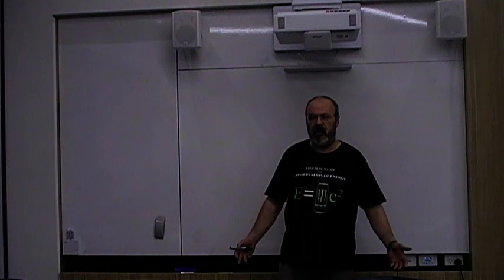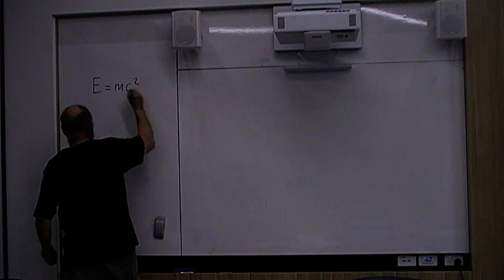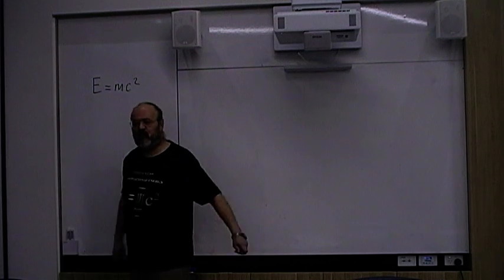So today we will learn the last part of relativity, the energy-mass relation. And this energy-mass relation is described by obviously the most famous equation out of all, E equals mc squared.